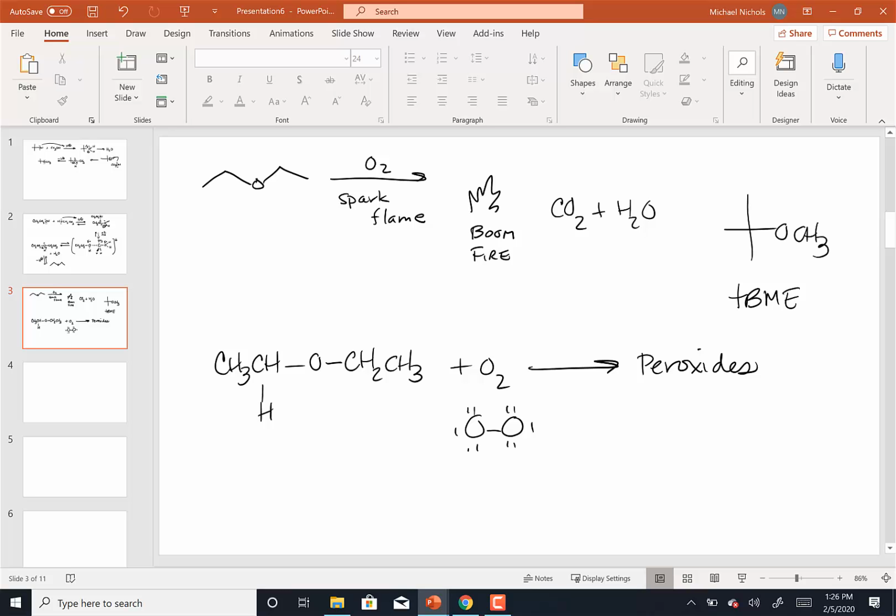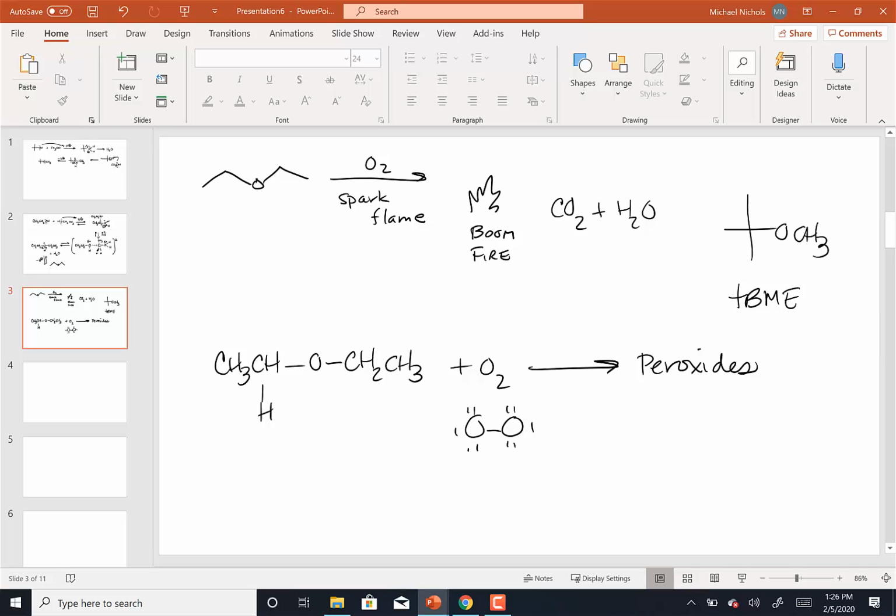Diamagnetic is when you don't. So oxygen is paramagnetic. That means it's a free radical. There's a free radical form of oxygen, and what the free radical form of oxygen likes to do is abstract hydrogens.